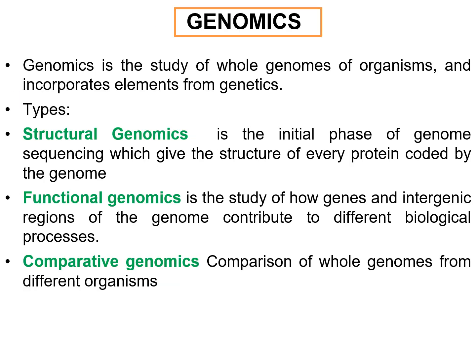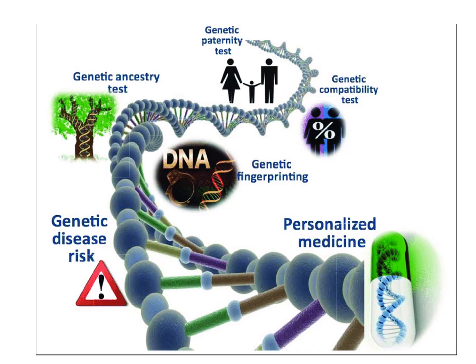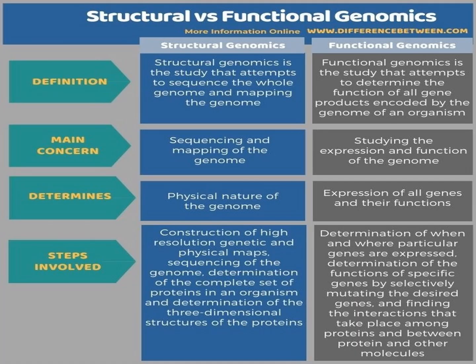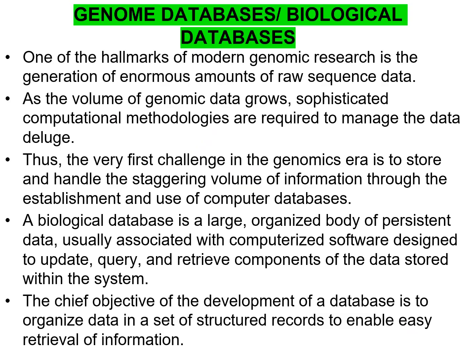Genomics is the study of whole genomes of organisms. It incorporates elements from genetics and is a computer-aided study of the structure and function of the entire genome of an organism. It deals with mapping and sequencing of genes on the chromosomes. There are different types of genomics. Structural genomics, the initial sequencing phase to determine the structure of every protein coded by the genome. Functional genomics, studying how genes contribute to biological processes, and comparative genomics, comparing whole genomes from different organisms. Genomic techniques have become indispensable in plant breeding and genetics.